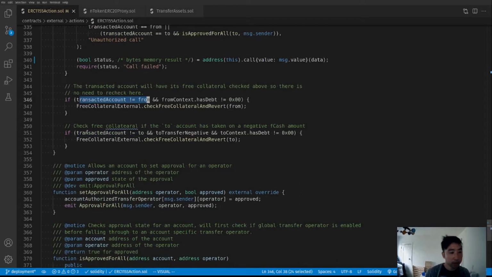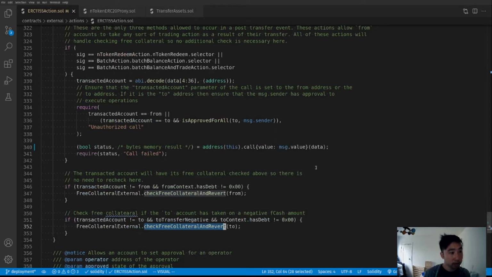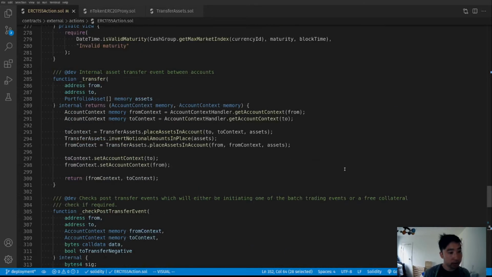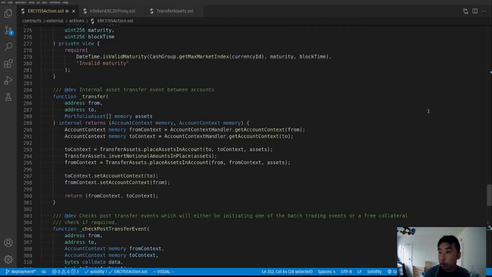And then for the to account, we generally would not check free collateral, since we know in most cases they're going to be receiving Fcash, positive amount of Fcash, so that's similar to a deposit. Their free collateral balance will always go up. We don't need to check it. However, if we're transferring negative, they'll be losing Fcash, and we do check their free collateral at this point. So that concludes how ERC1155 action works.